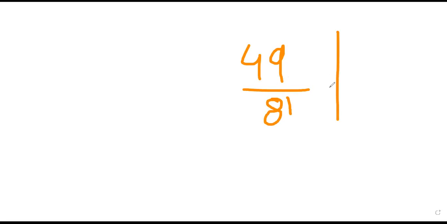Okay, clear? Now if you have a number in both places, for example 49 by 81. Here what you can do is use the prime factorization method, or now I'll not do it because there is a lot more to learn. You can do and check. I'm giving you 2 minutes. Do and check it.